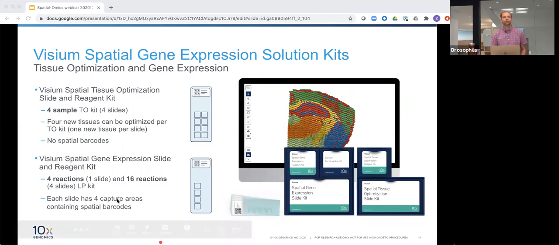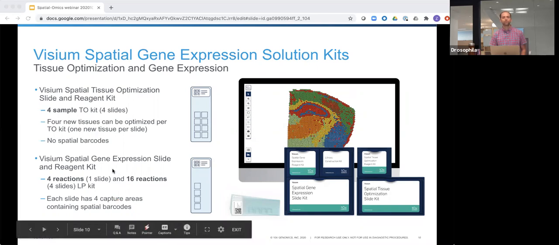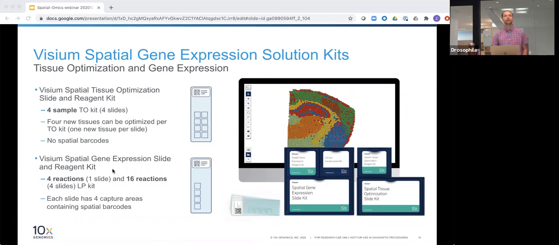And then we have the spatial gene expression kit, which is really your real experiment. This is what you're actually interested in doing. And this comes in a 1 slide or a 4 slide kit for 4 or 16 reactions respectively.